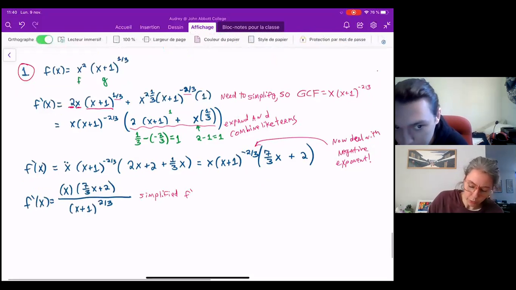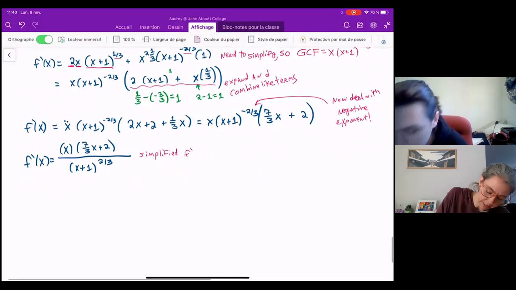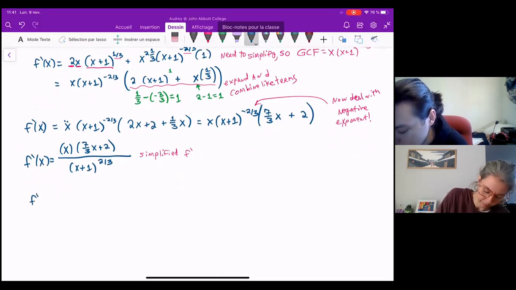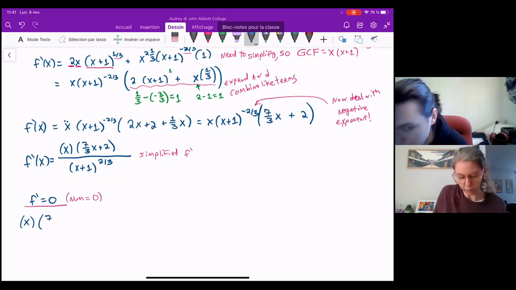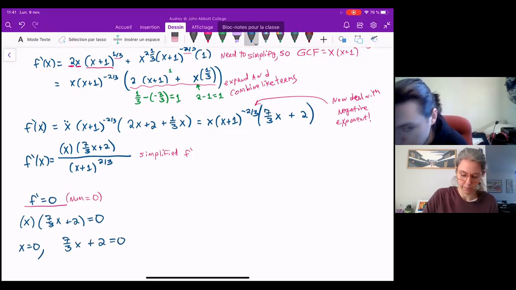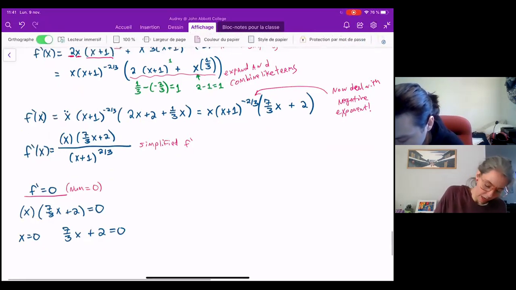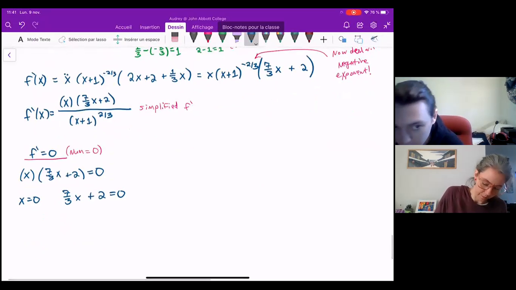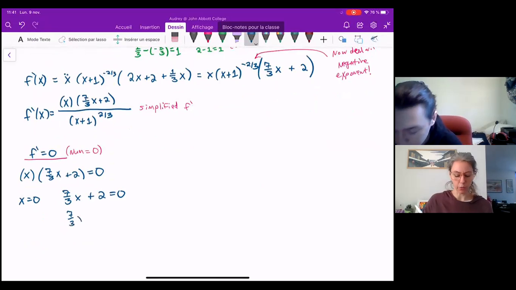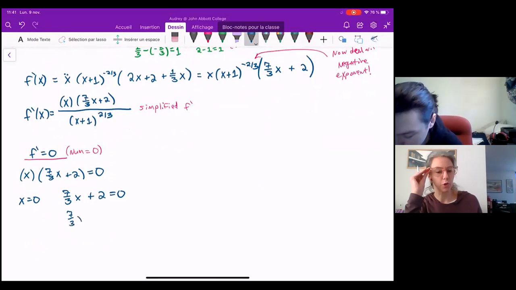Which now I'm going to use to find my critical values. So I'm setting f prime equal to 0. That's my numerator equals 0. So here I get x is equal to 0, and 7/3 x plus 2 is equal to 0, which I need to solve. So I can bring that 2 over to the other side to get 7/3 x is equal to negative 2.